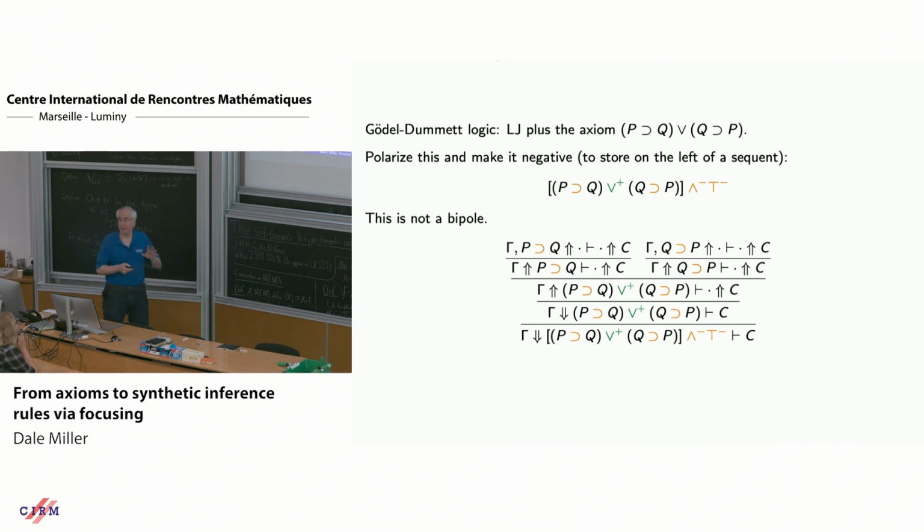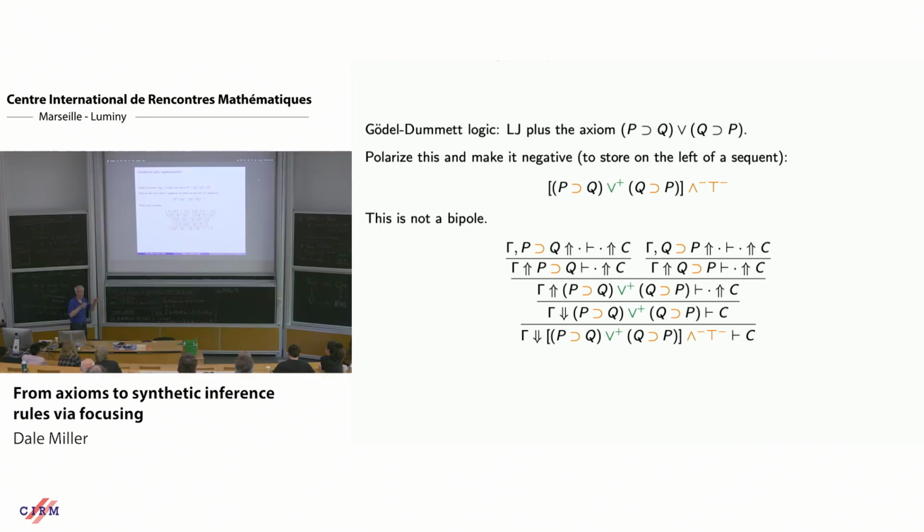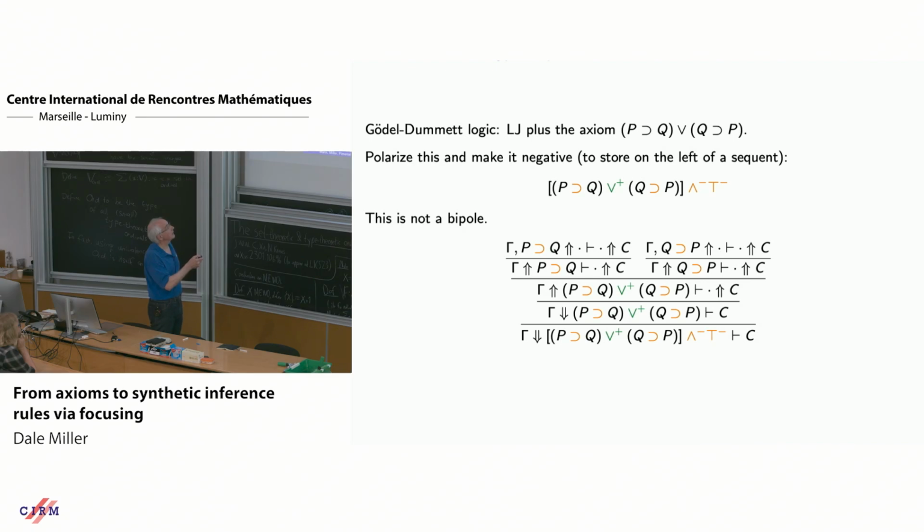Right? So polarity can easily be broken. You just wrap it in something, and true. And if that and happens to be positive, then that formula is positive no matter what you wrap it in. And similarly, if it's negative. So this formula is negative on the outside, positive, then negative again. So this is not a bipole. It goes down too many levels.